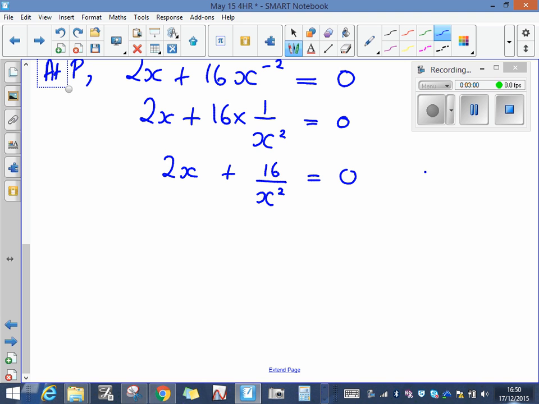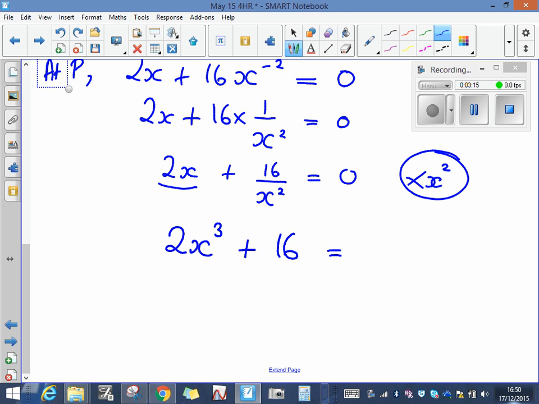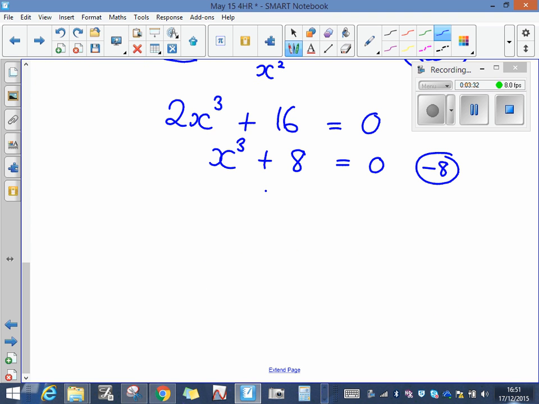What I'm going to do now is get rid of the x squared on the bottom by multiplying through by x squared. So I'm going to multiply the 2x by x squared, well, that becomes 2x cubed. If I multiply 16 over x squared by x squared, that becomes just 16, and 0 times x squared is just 0. So I'm now going to divide both sides by 2. So x cubed plus 8 is equal to 0. And now subtracting 8 from both sides, we end up with x cubed is equal to minus 8.